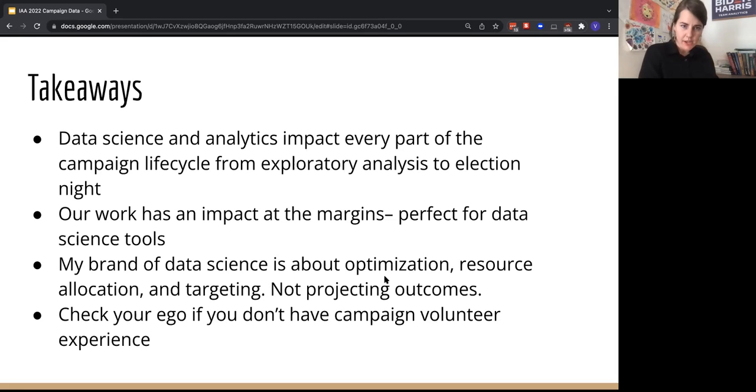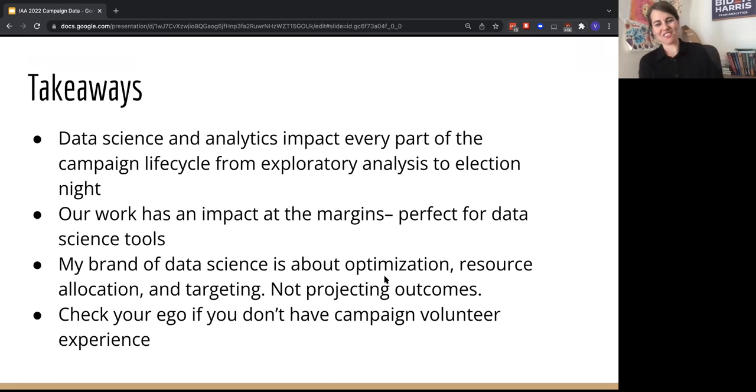And my final takeaways. Data science and analytics impact every part of the campaign cycle, from our exploratory analysis before there even is a campaign to election night. Our work has an impact at the margins, which is a perfect application for data science, or places where just squeezing out a little bit more efficiency can really change the outcome of important events. My brand of data science is about optimization, resource allocation, and targeting, not about projecting outcomes.